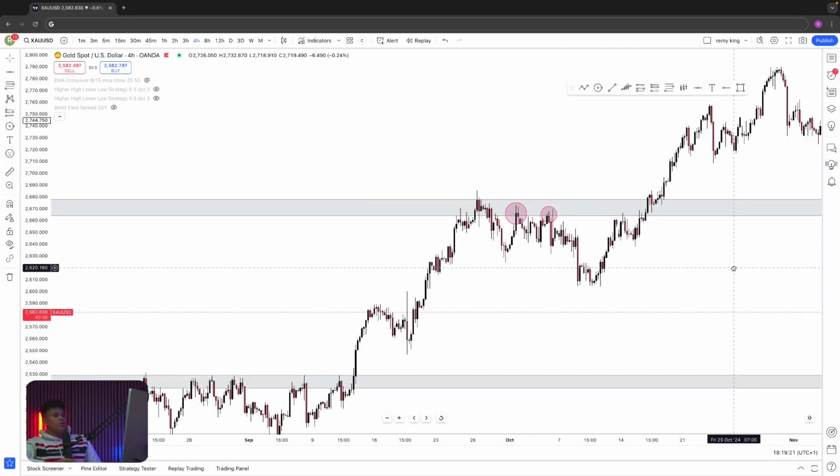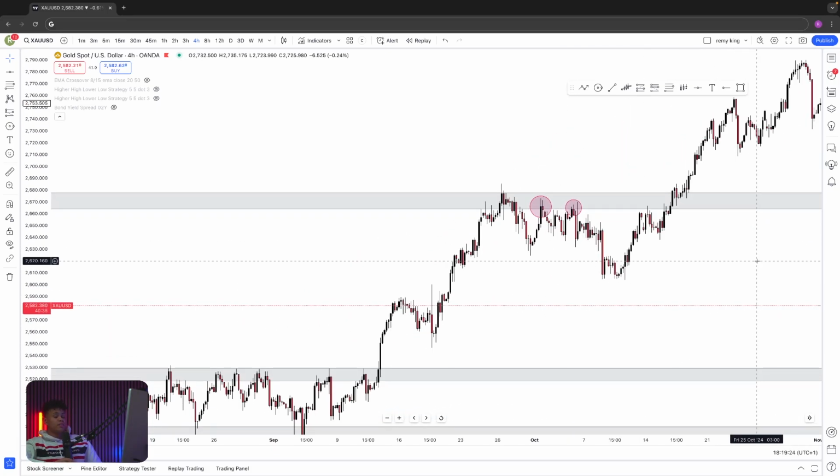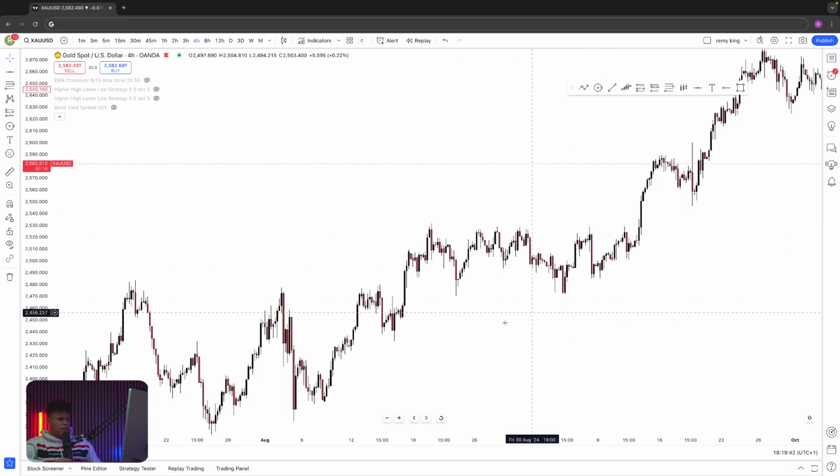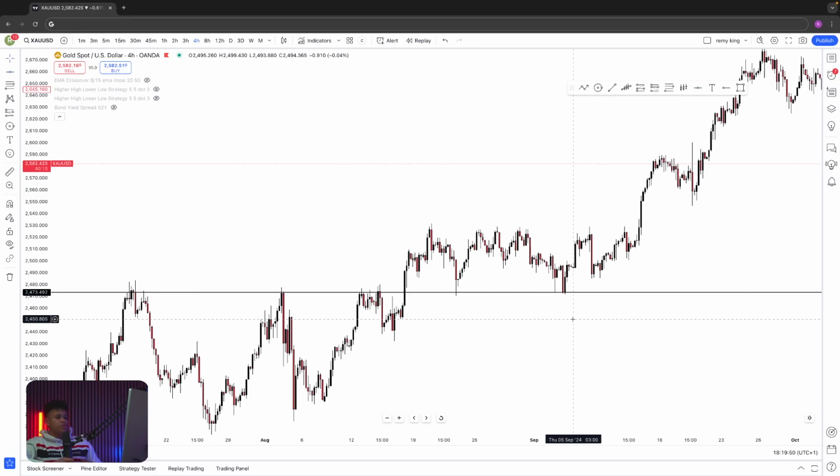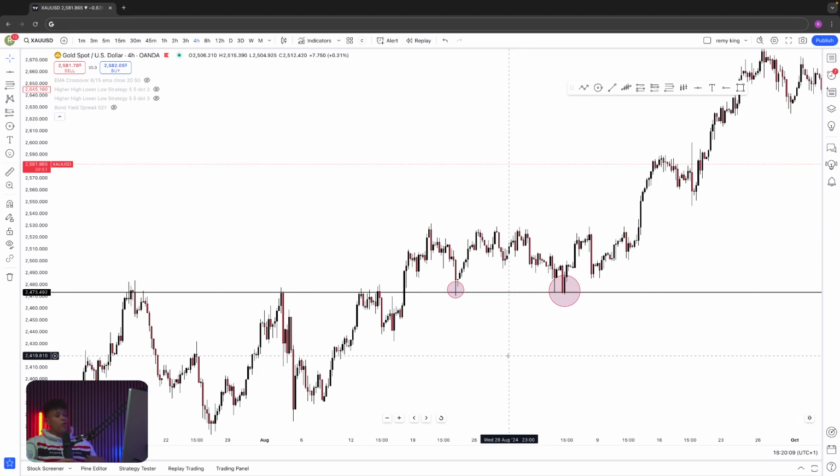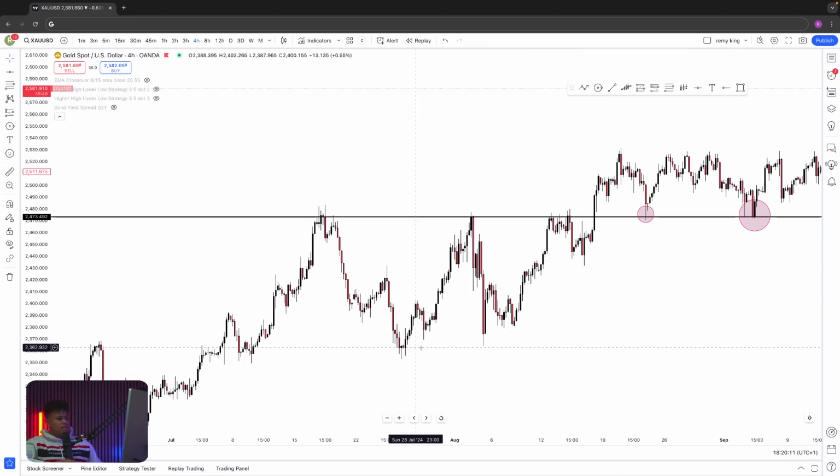Okay, so now that we know how to draw in our resistance area, it's time to understand how to draw in our support area, which is basically the same, but I'm still going to show you guys a couple of examples. So again, we're going to use this line tool. Right here, I can see another opportunity. This is our support. Why? Because we have multiple rejections off of this area right here. We have multiple rejections, boom, on a 4-hour time frame off of this area that is being used as our support. And another example would be down here.